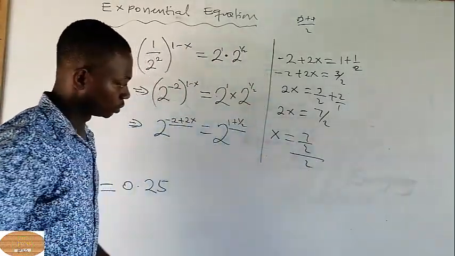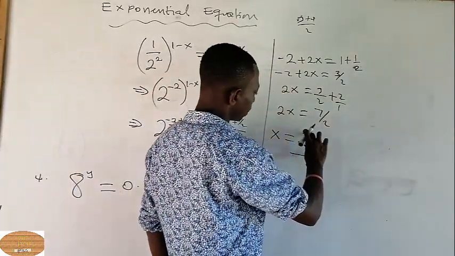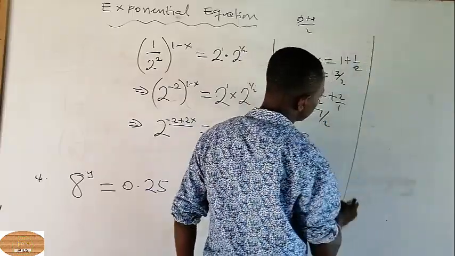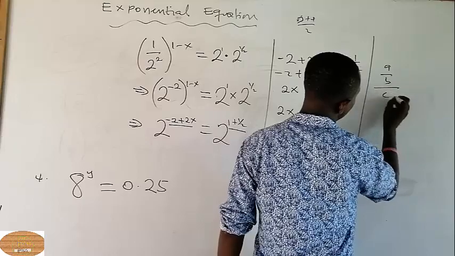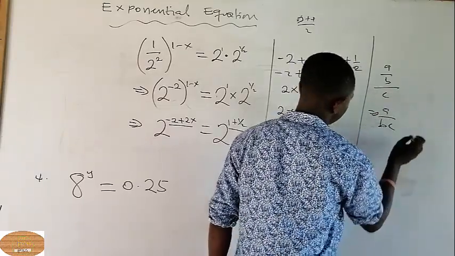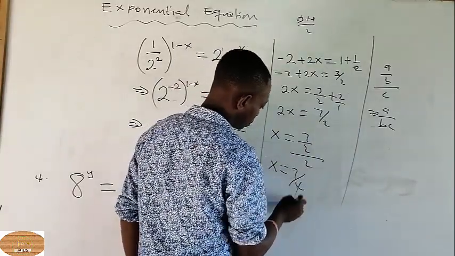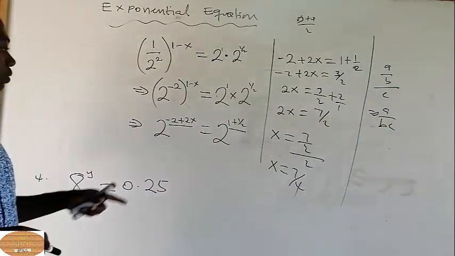Alright. So this one is a basic equation. So this one is 7 over 2 over 2. Now in case you are given a over b all over c, it is the same as a over bc. So this one, x is straight away 7 over 4. Or you can use a calculator to check that. Alright.